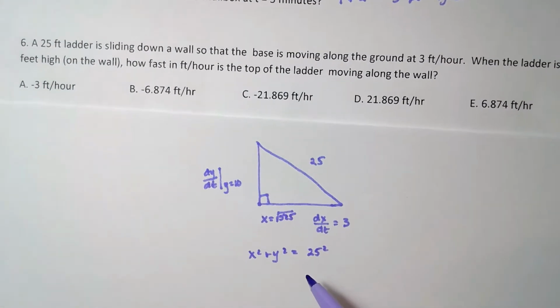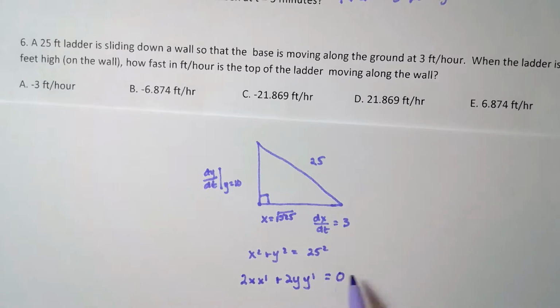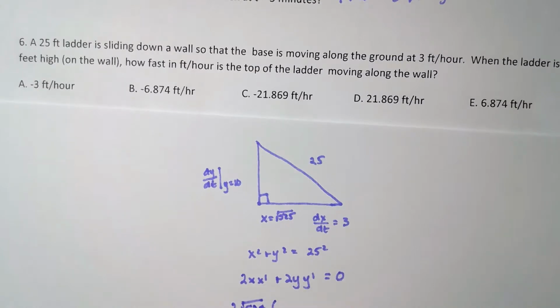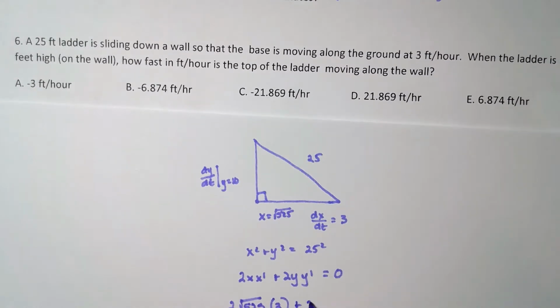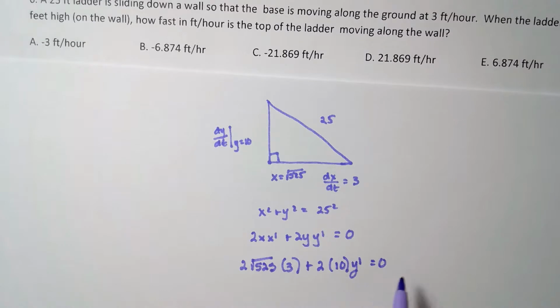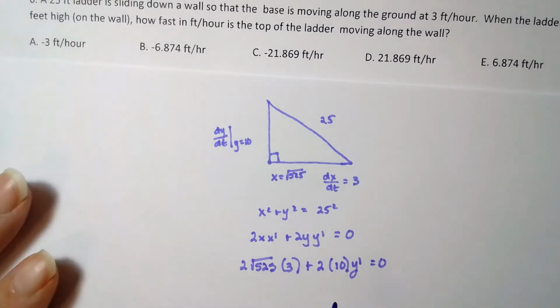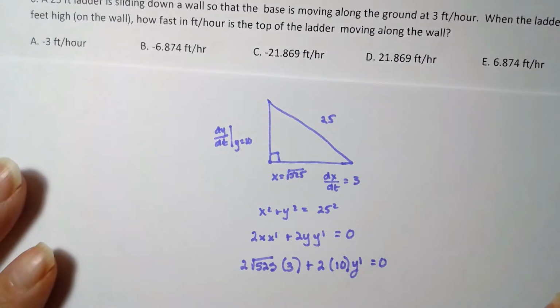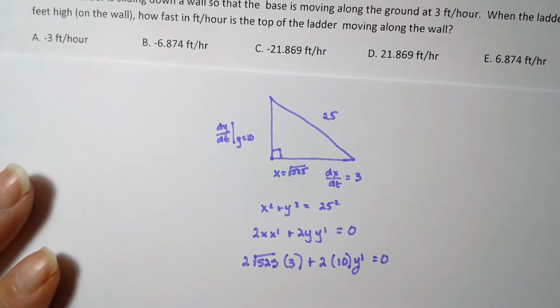And now if we differentiate both sides, we're going to have 2x x prime plus 2y y prime is equal to 0, right? And that's 2 times root 525 times x prime, which is 3, plus 2 times, when y is 10, times y prime is equal to 0. So remember, never plug anything in until after you take the derivative, except for cones, and the only reason you're doing that in cones is to get rid of a variable. With ladders, we don't need to do that.